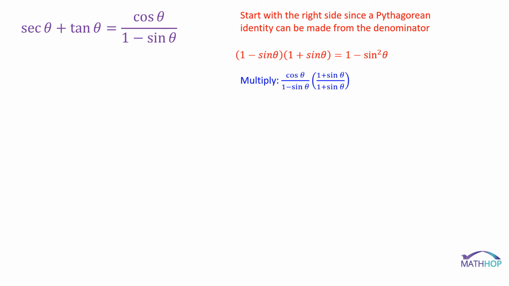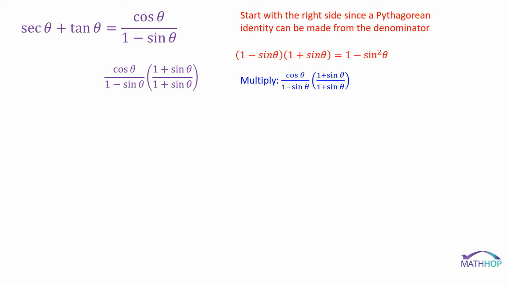So that's what I'm going to do to the right side. I'm going to have cosine of theta over 1 minus sine of theta, and I'm going to multiply by 1 plus sine of theta over 1 plus sine of theta. Remember, this is just a glorified version of 1. I'm not changing the value. 1 plus sine over 1 plus sine is 1. I'm just multiplying by 1. It's a really unique 1, but it's 1.